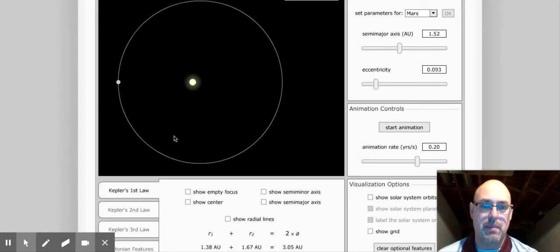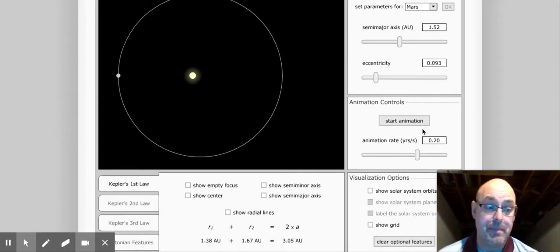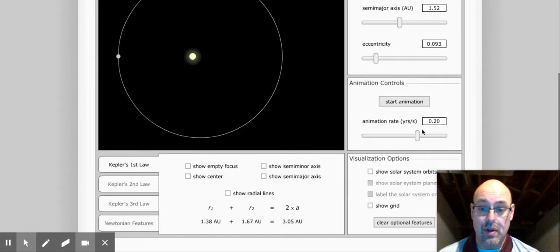Okay. So there are your elliptical orbits. All right. So we're going to compare those. So you should be able to get a pattern of which is more circular by looking at it and by looking at the numbers. All right, part 2. We're going to show the empty focus, which is here, right there. I just clicked on show empty focus.